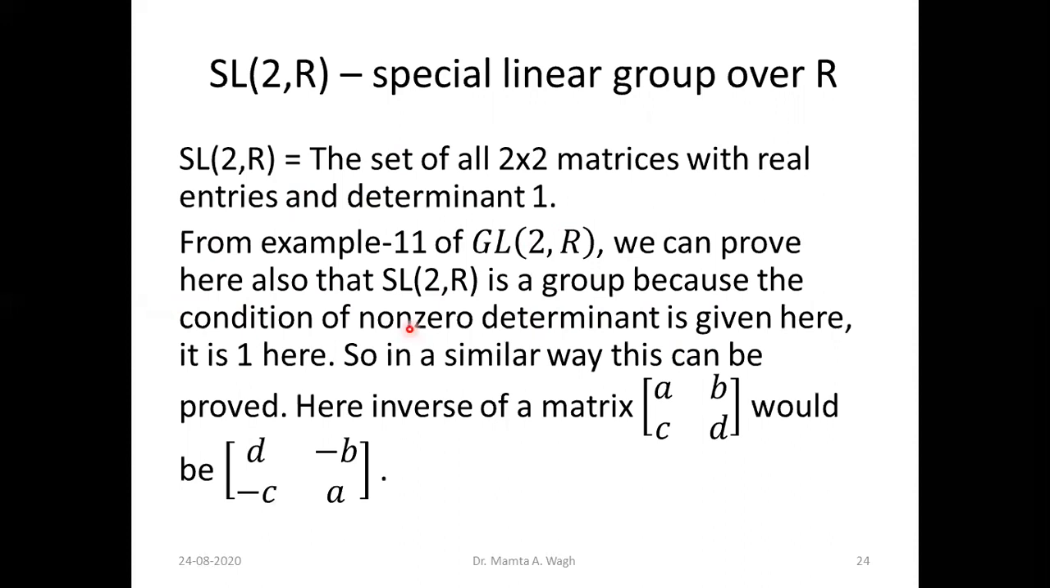Non-zero determinant, so because the determinant is 1, it is non-zero. So the condition which was given in GL2R, of non-zero determinant, is satisfied here also. From that example we can show that this SL2R is also a group. In a similar way this can be proved, and here the inverse of the 2 by 2 matrix ABCD would be D, minus B, minus C, A, because the determinant is 1, so dividing by 1 will not change this. So this is the group denoted by SL2R.